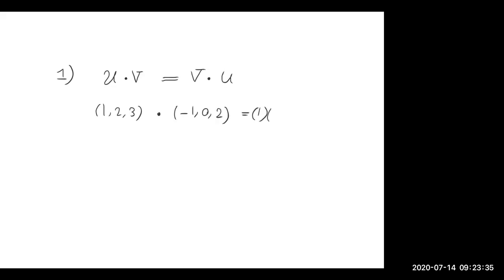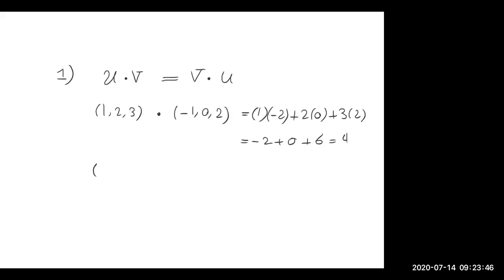Okay, let's continue to understand the cross product better. There are some properties of the cross product which are quite interesting. One is that I told you the dot product of U and V is equal to the dot product of V and U. Doesn't matter which one you write first, right? The inner product of the vector 1, 2, 3 with another vector, say minus 1, 0, 2, is equal to 1 times minus 1 plus 2 times 0 plus 3 times 2, which is minus 1 plus 0 plus 6, which is 5.